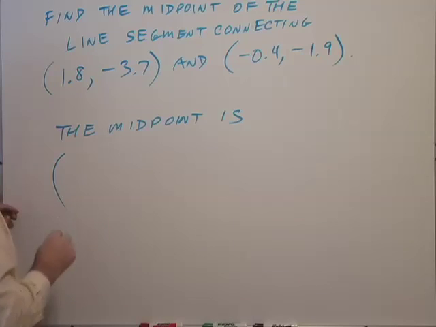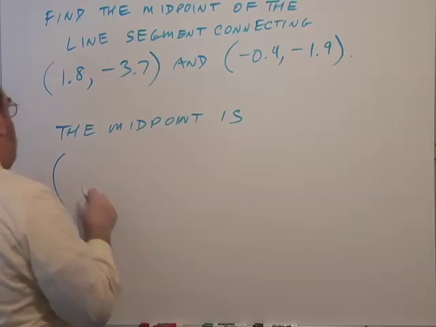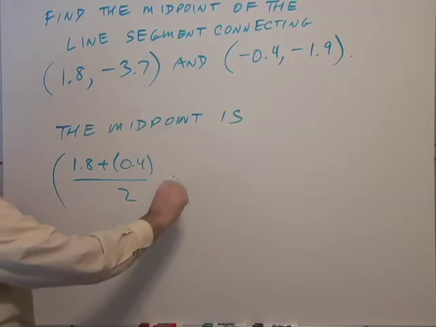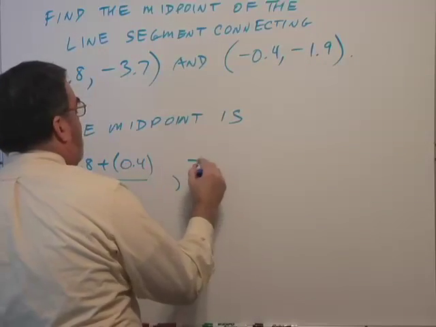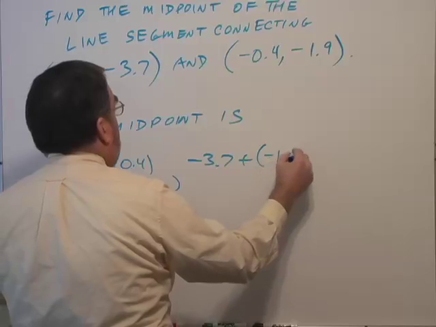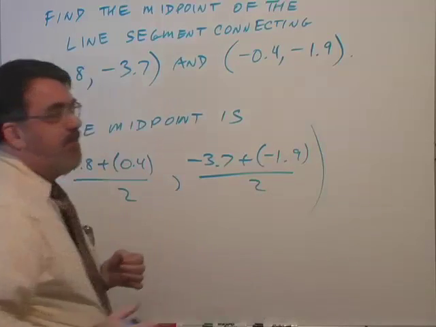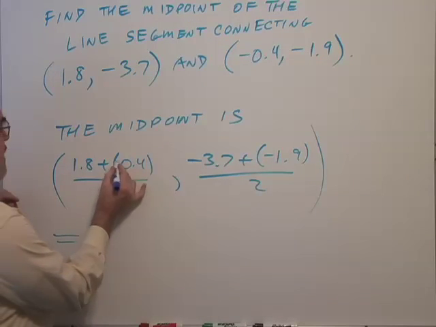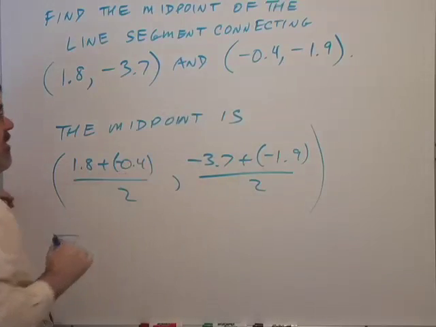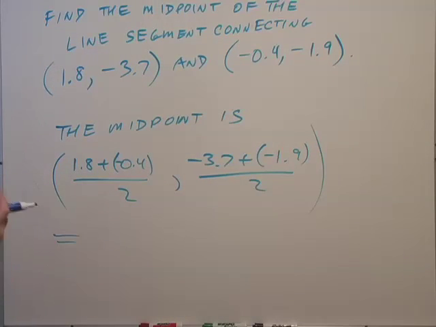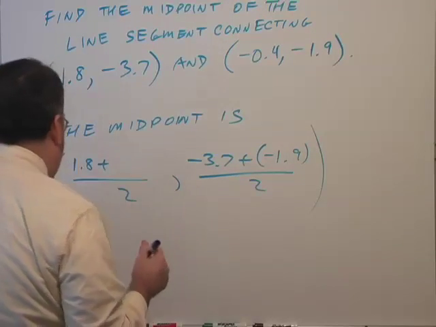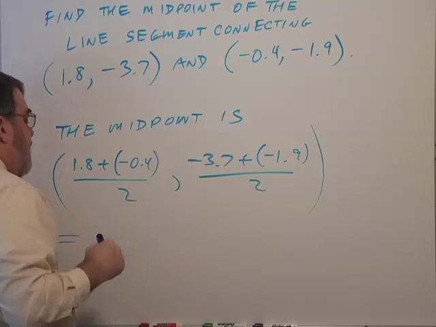The midpoint is, and how should we do this? I'm going to take the x's, add these together, and divide by 2. Take the y values, add those together, and divide by 2. Be very careful with the negatives. And I wasn't, was I? Because there's a negative 0.4 here. I'm in the habit of looking over my work, so I can catch a lot of those careless errors. Let me write this a little more clearly for the sake of the video. Negative 0.4. There we go.